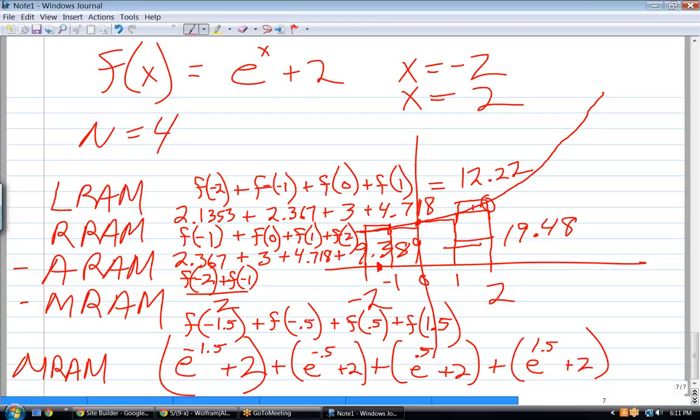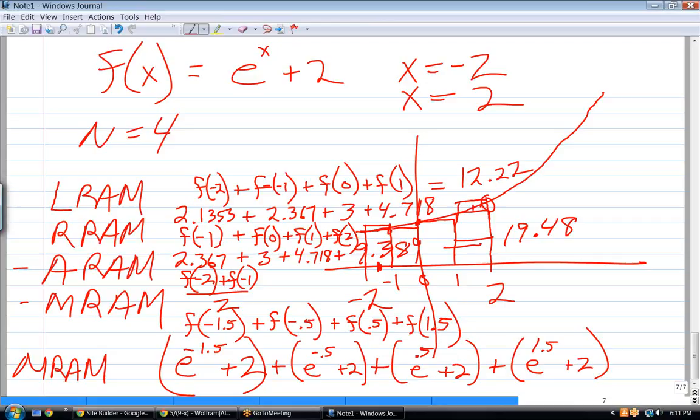All right, now I'm going to add them together. Okay. You almost certainly have to get a number between 12 and 19, because either of these is going to be far superior to left ram or right ram. So you did it correctly.